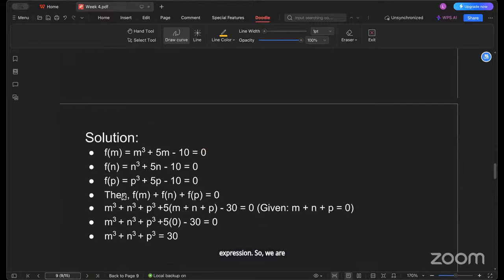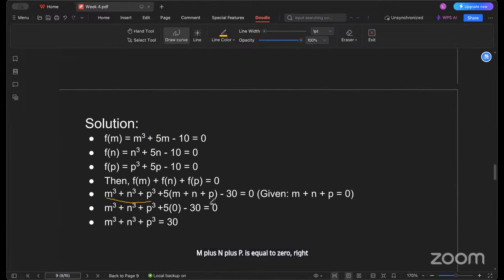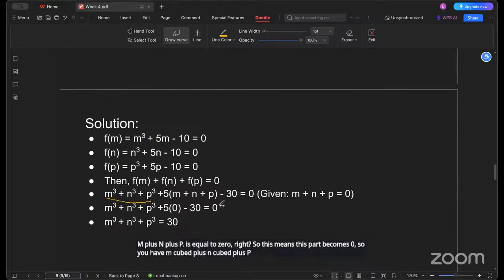So we are trying to see what we can do with this expression. We know that this sum is 0. So let's write the sum together. And this is the part we need, right? And so you see what we can do with this part. Now the given information says that the sum of the roots is 0. What do we know? m plus n plus p is equal to 0, right? So this means this part becomes 0. So you have m cube plus n cube plus p cube is equal to 30.